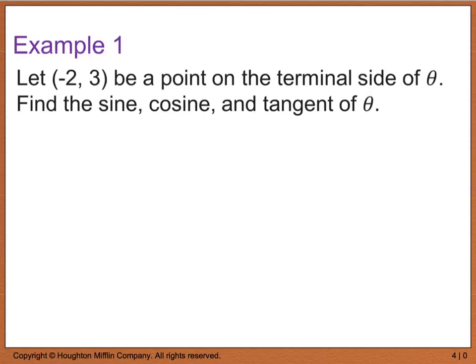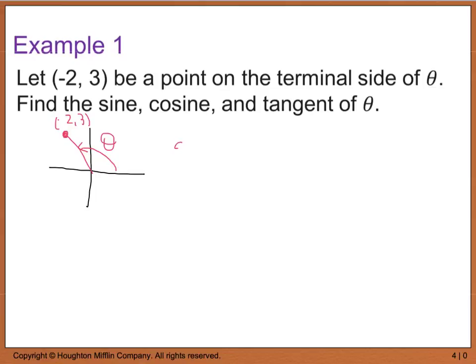So let's go ahead and look at example 1. It says, let the point (-2, 3) be a point on the terminal side of theta. Find sine, cosine, and tangent. The first thing that I always do is sketch to see what I'm looking at. In this case, (-2, 3), I know my x values are negative and my y values are positive over here in quadrant 2. So this is (-2, 3), and I'm looking at the angle that looks like this.